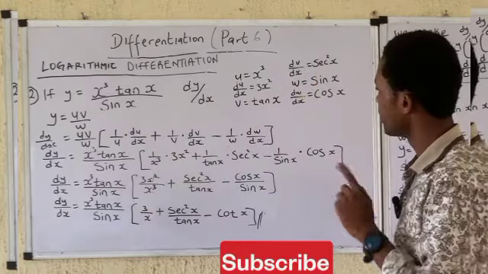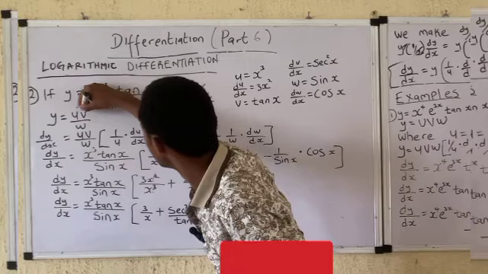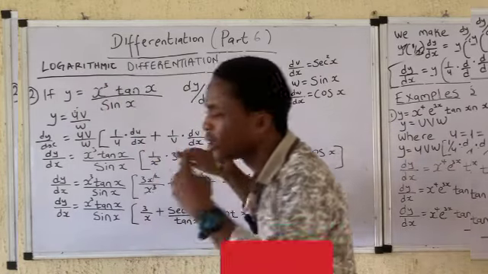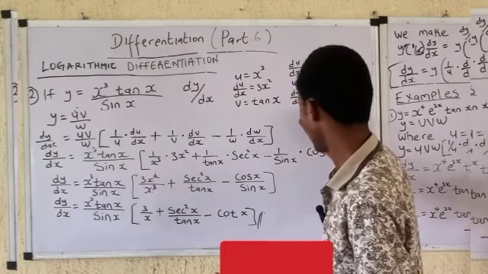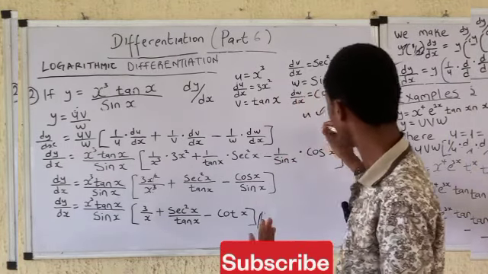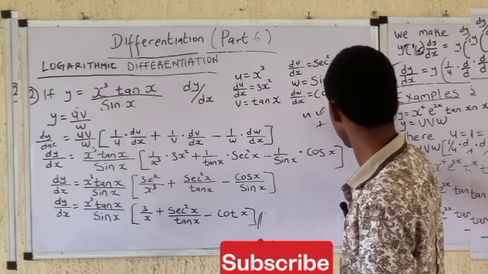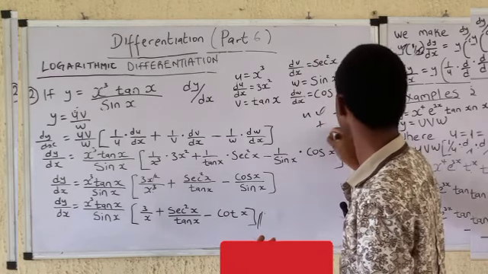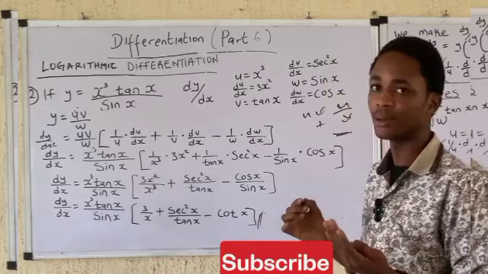This one, remember, in log, two functions multiplying themselves together is plus sign, like this one, uv in log is plus. When something is all over another, u all over v is minus. You understand? Remember that law, very, very applicable in this one.